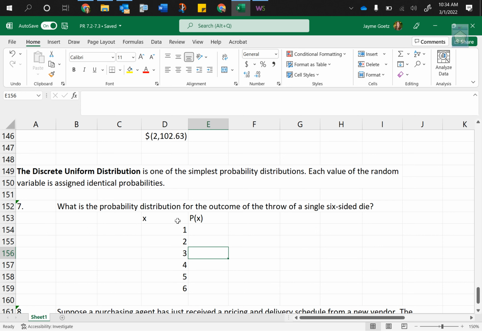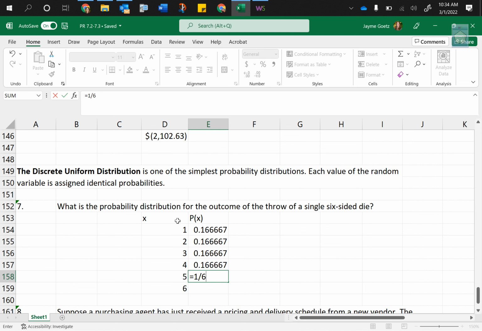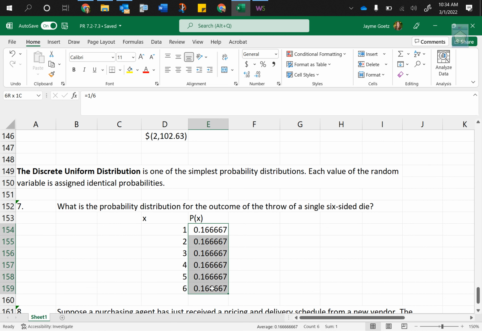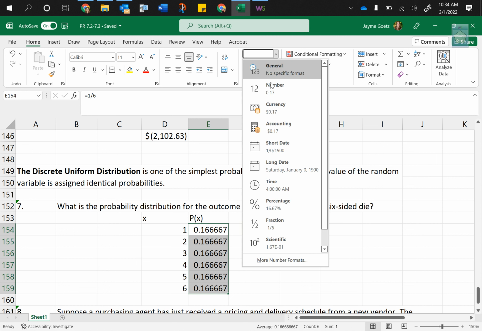Now, the probability for rolling each one of those, what's the probability of rolling a 1? 1 out of 6. What's the probability of rolling a 2? 1 out of 6. What's the probability of rolling a 3? 1 out of 6. What's the probability of rolling a 4? What's the probability of rolling a 5? What's the probability of rolling a 6? Now that's a weird number. I'm going to change those to fractions because that just makes more sense.